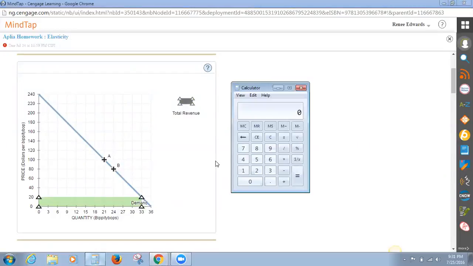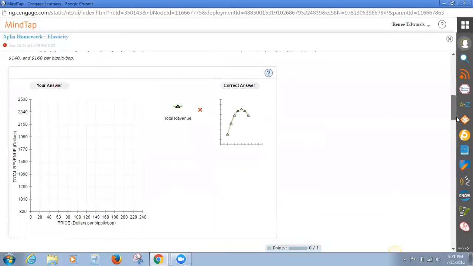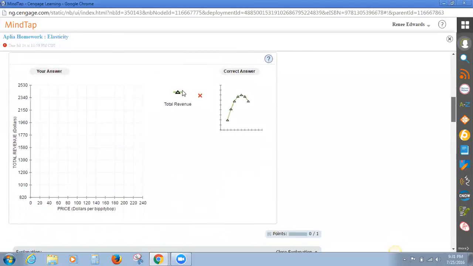I can take my calculator. 33 times 20. So that tells me at a price of 20, my total revenue is going to be $660. So down here, at a price of 20, it actually starts at 40. At a price of 40, there would be $1,200 in total revenue.